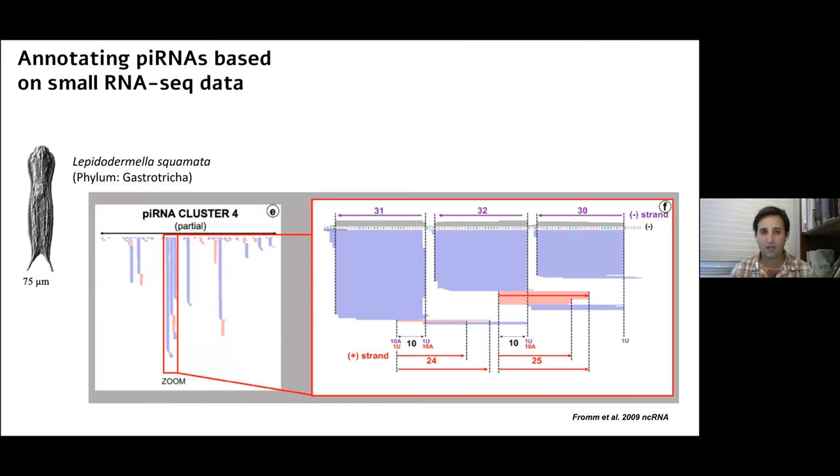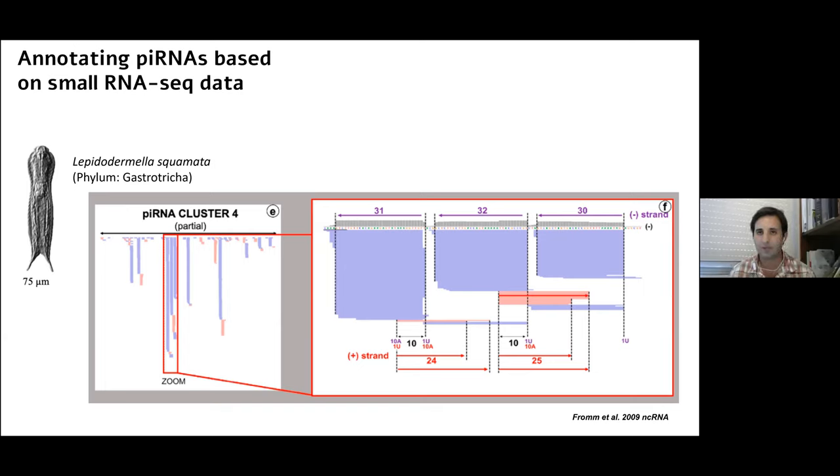So how do we study piRNAs bioinformatically? This is a figure from a recent paper that we published together with Bastian Fromm, the main author of MirGeneDB, which is a curated microRNA database, and you can talk with him in the chat. He obtained small RNA-seq data from Lepidodermella squamata, a gastrotrich, which is a group of microscopic worm-like invertebrates which live in water. He asked me to annotate piRNAs in this dataset, but we only had a non-annotated draft of the genome.